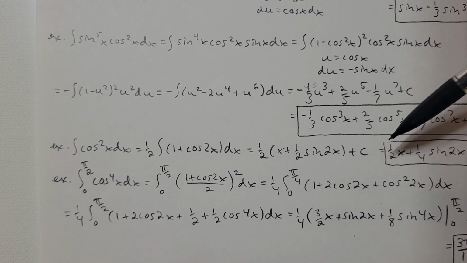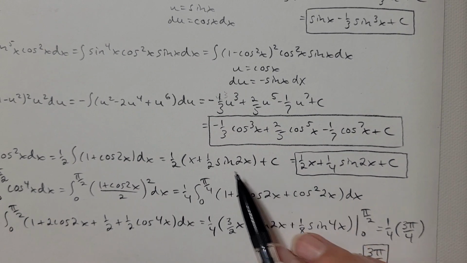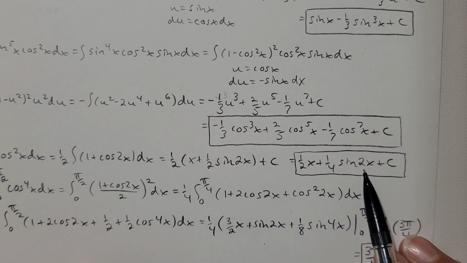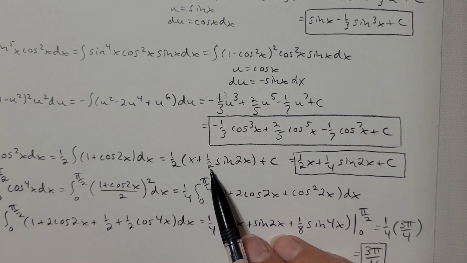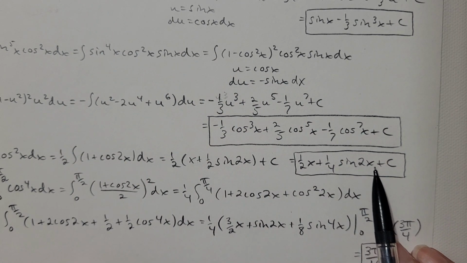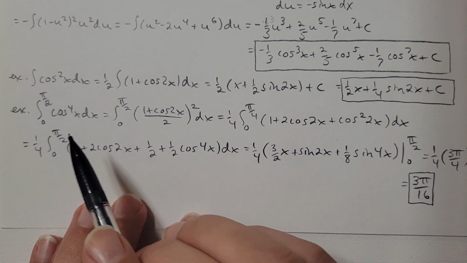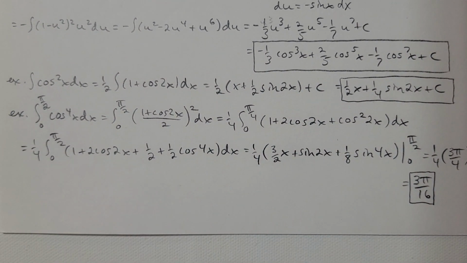Plus a constant. Okay? So then the last thing I did here was distribute the 1/2 into these two terms. So I got 1/2 x plus 1/4 sine of 2x plus c. Okay. This next example is a definite integral.